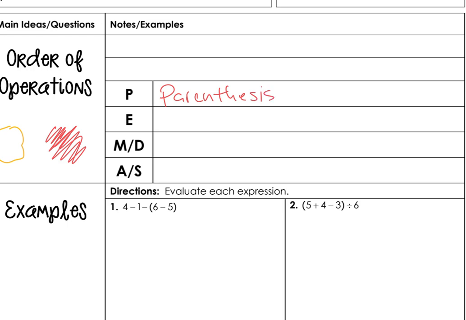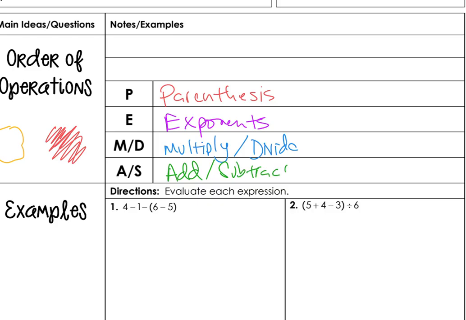You want to deal with the parentheses first. Then you want to deal with the exponents. And then notice multiply / divide are in the same box. And so is add and subtract. So this is the order that we do them.